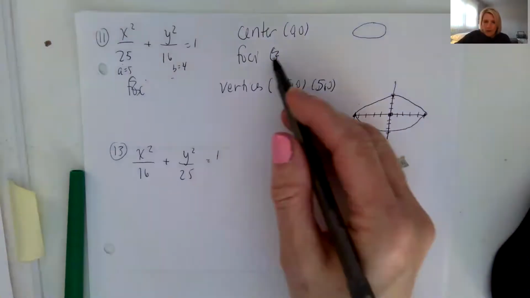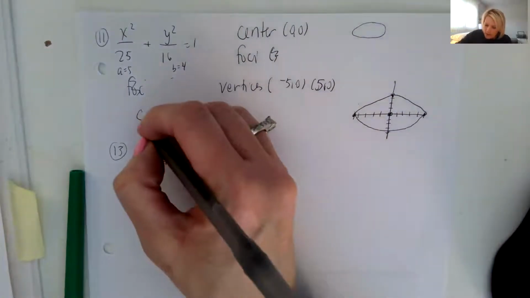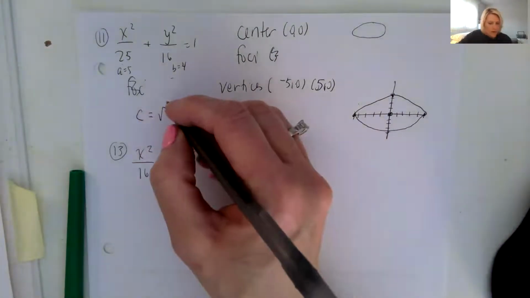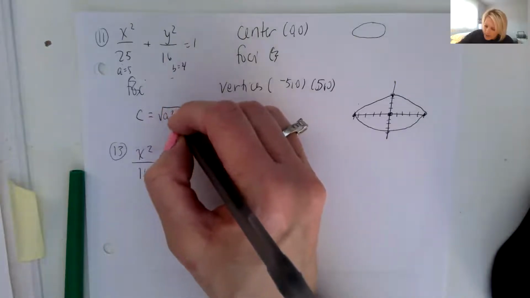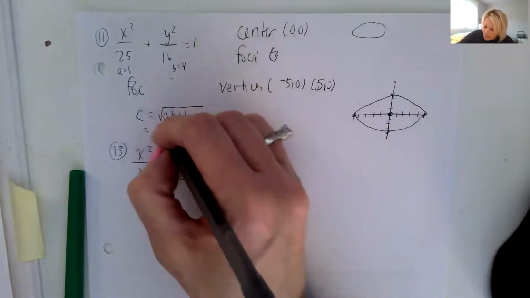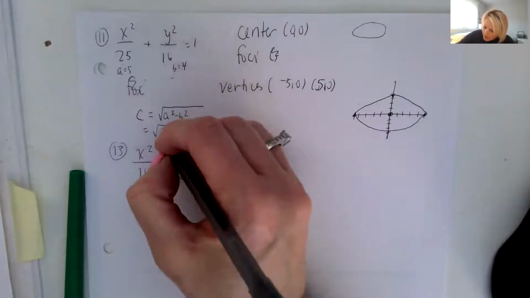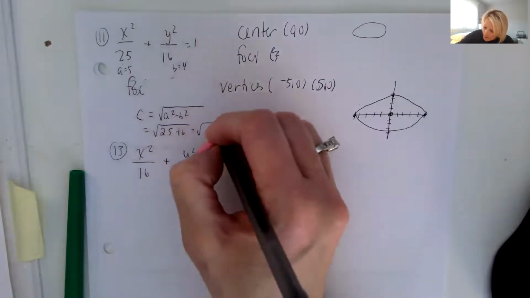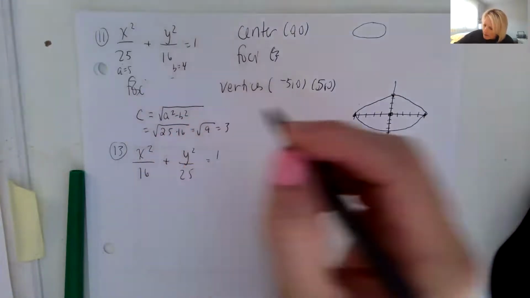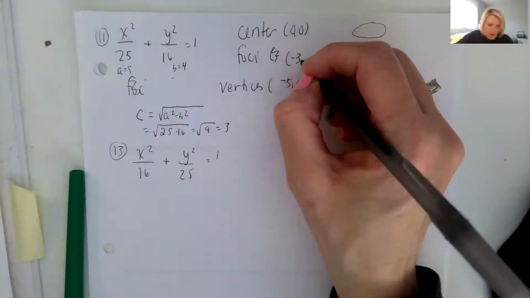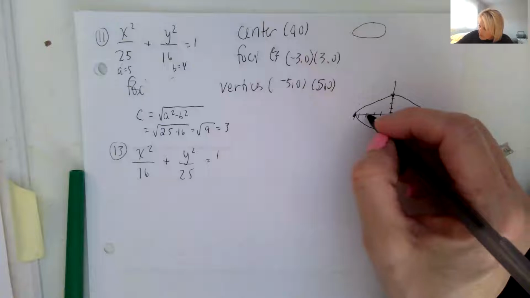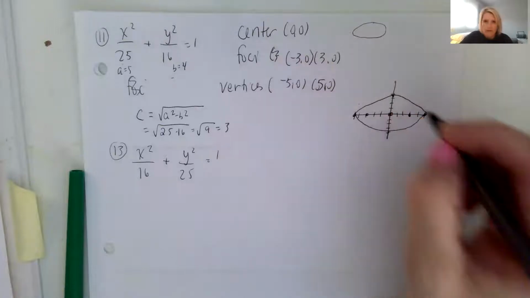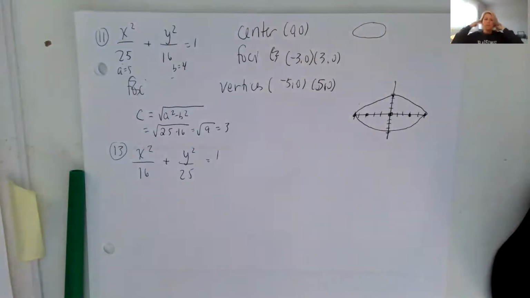Okay. And then the foci are centered around C. And remember, C is found by taking the square root of A squared minus B squared. So the square root of 25 minus 16 is the square root of 9, so it's 3. So the foci are at -3, 0, and 3, 0. So here and here. Those are the things that I want you to find.